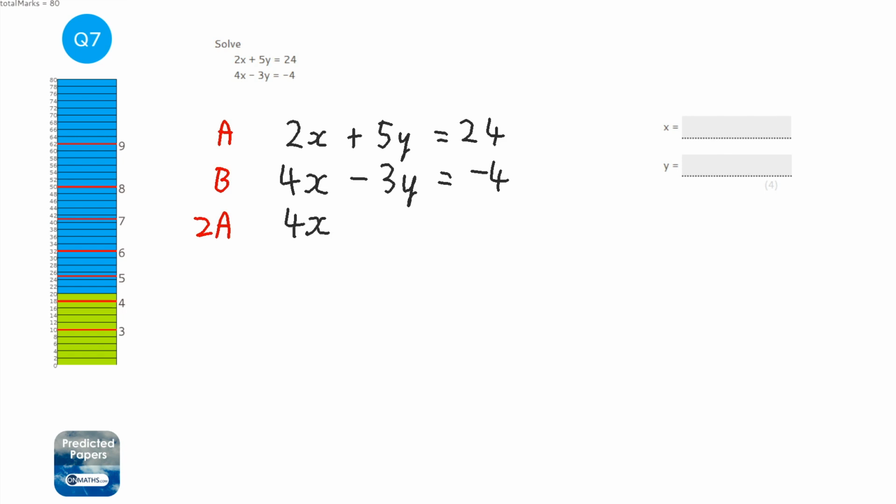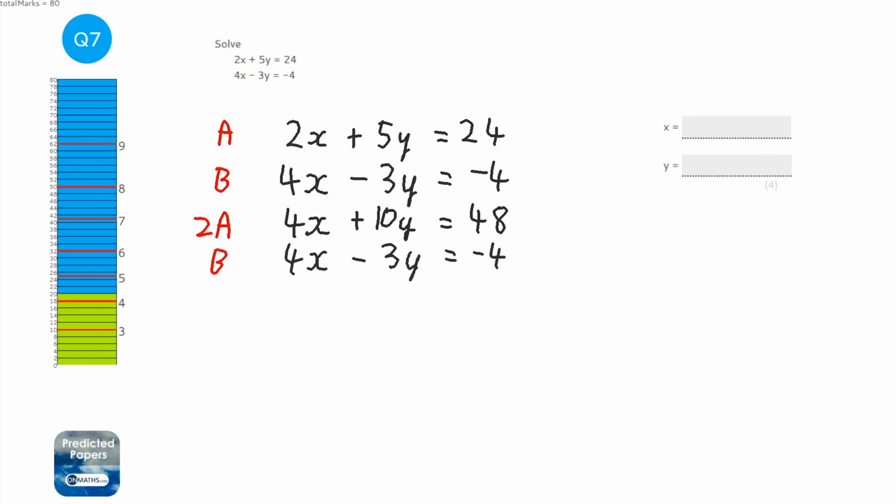So double the 2x to make 4x to make the x's the same. Double the 5 before the y, so that's 10y now. And double the 24 to make 48. Now, next, it's normally the case that if I write down B again, it just makes things easier. So I'm just going to literally copy down B underneath.